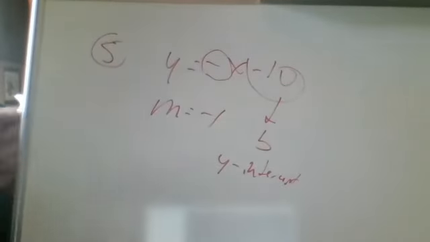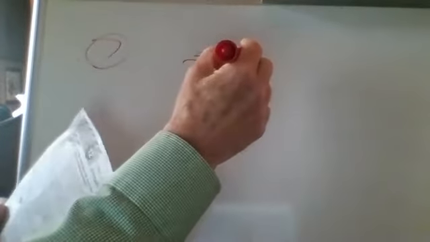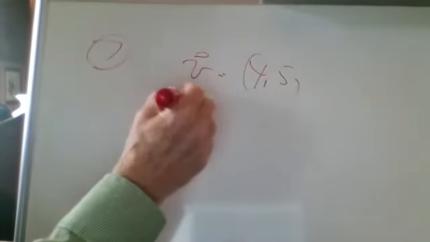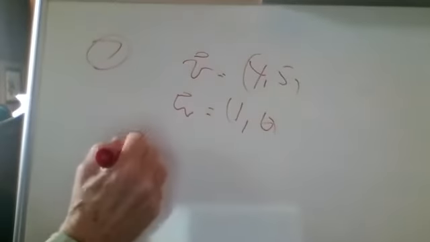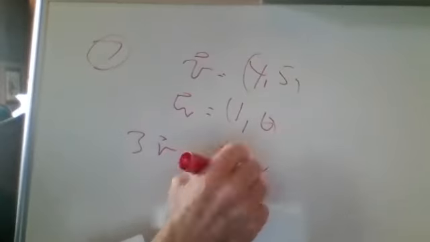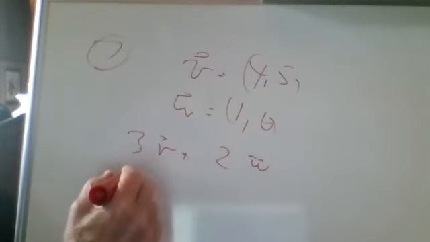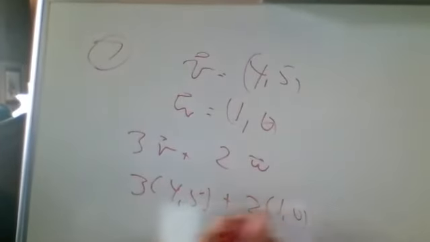All right, we skipped number 6. All right, number 7. They give us vector V is 4 and 5, and vector W is 1 and 6. And we want to find 3 times vector V plus 2 times vector W. So that's 3 times 4 and 5 plus 2 times 1 and 0.